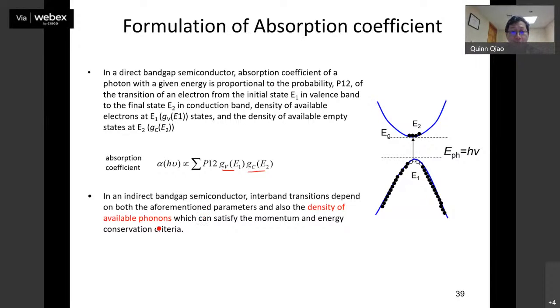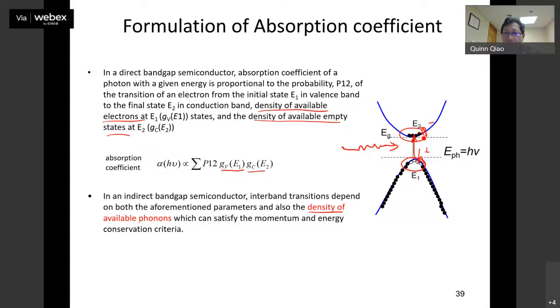Okay, let's see here. The density of available electrons. This one is the available electrons here. How many electrons here, and then how many holes, right? This one is the density of available empty states. Whenever you promote electrons from here to there, there's a hole left behind, right? So after the promotion, how many holes you can hold here and how many electrons you can hold here determine how much light absorption you can have, right?